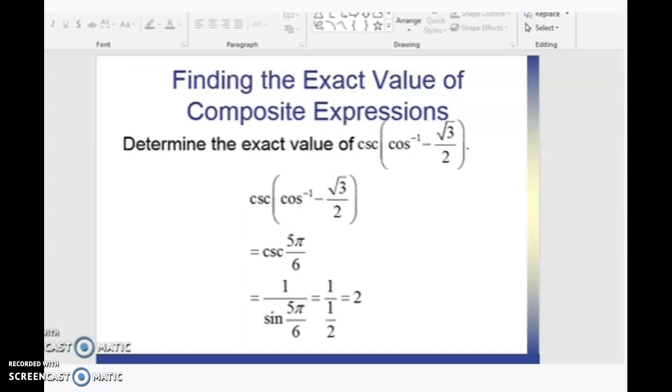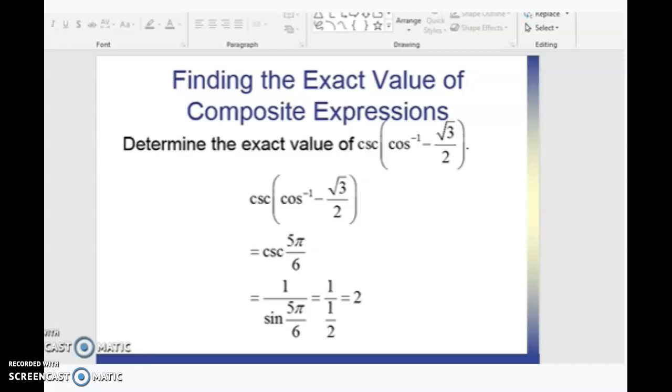Finding the exact value of composite functions. Determine the exact value of the cosecant of the inverse cosine of negative square root of 3 over 2. Of course, according to the order of operations, we always start inside our parentheses, where we are asked to find the inverse cosine of negative square root of 3 over 2.